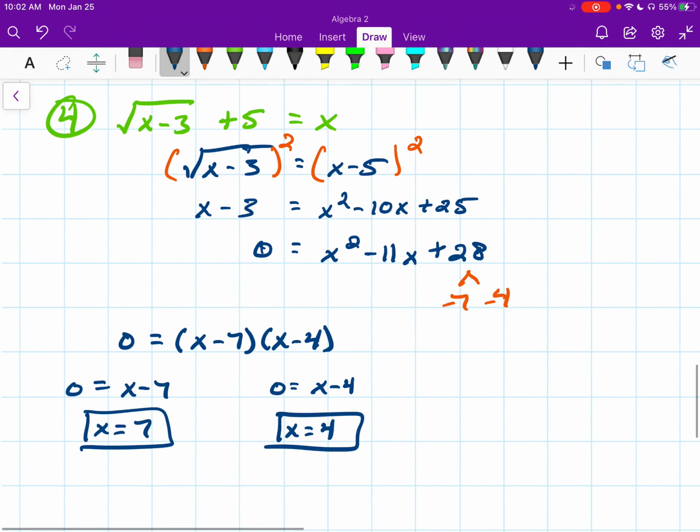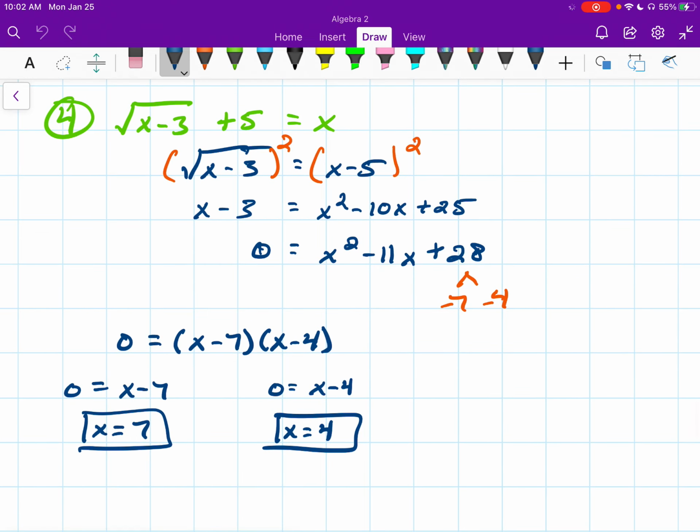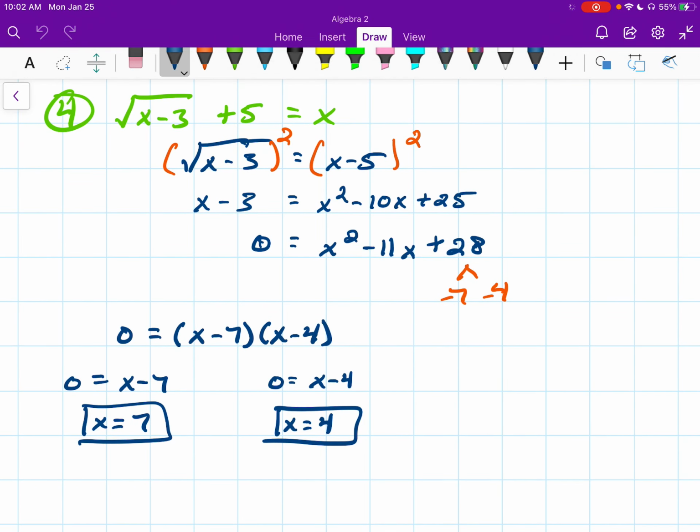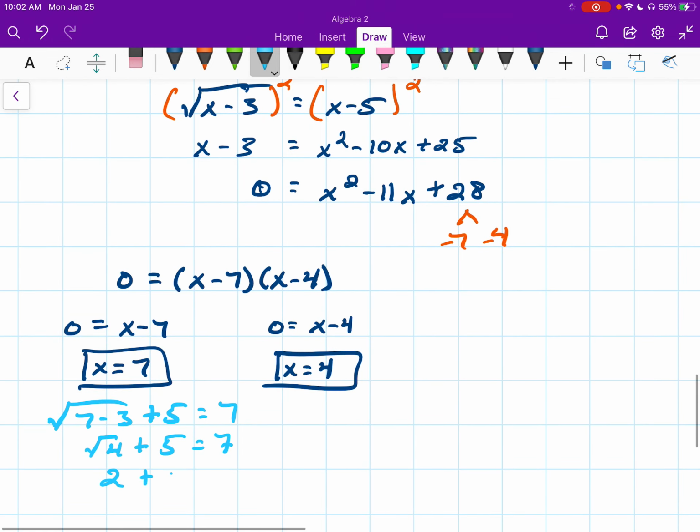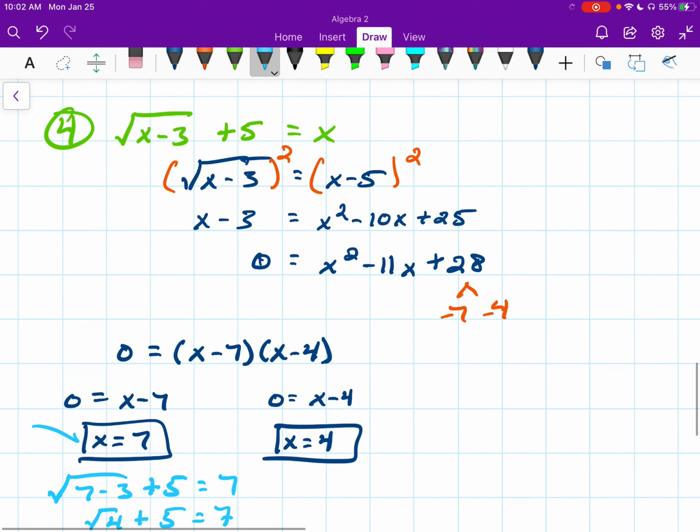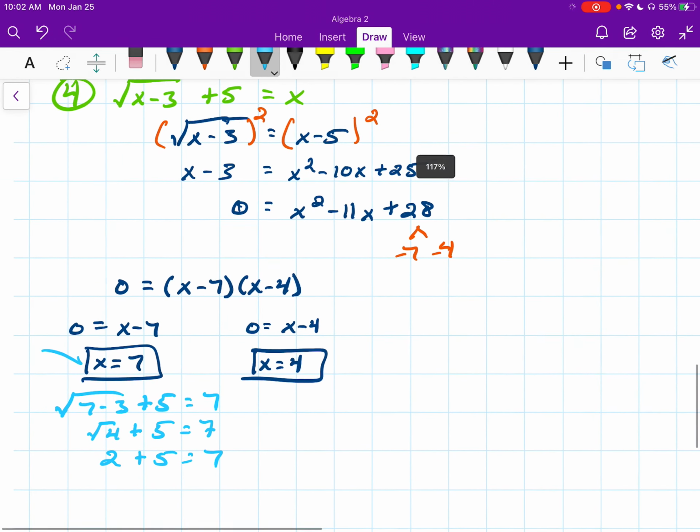Now, we have to check for an extraneous solution, right? And I'll tell you now, one of these two is not going to work when we plug it back in. So we're going to plug it back into our original equation. I'm going to say, well, root 7 minus 3 plus 5 equals 7. So this is going to be root 4 plus 5 is 7. So 2 plus 5 is 7. Well, that's good. So x equals 7 is a good answer.